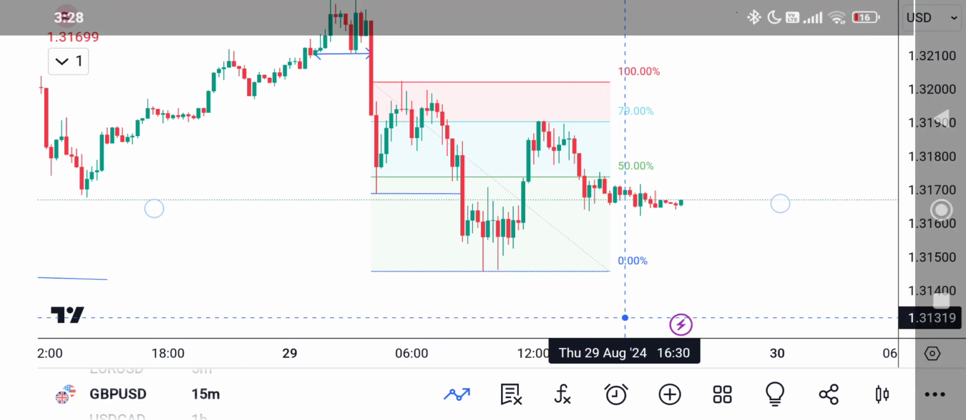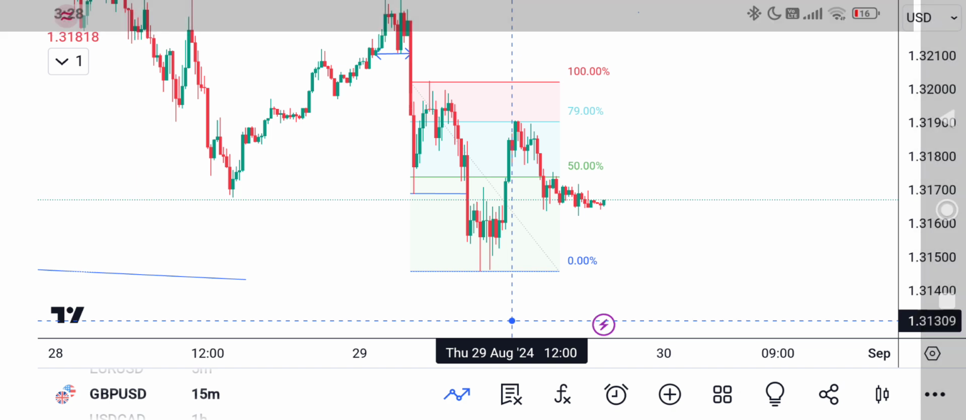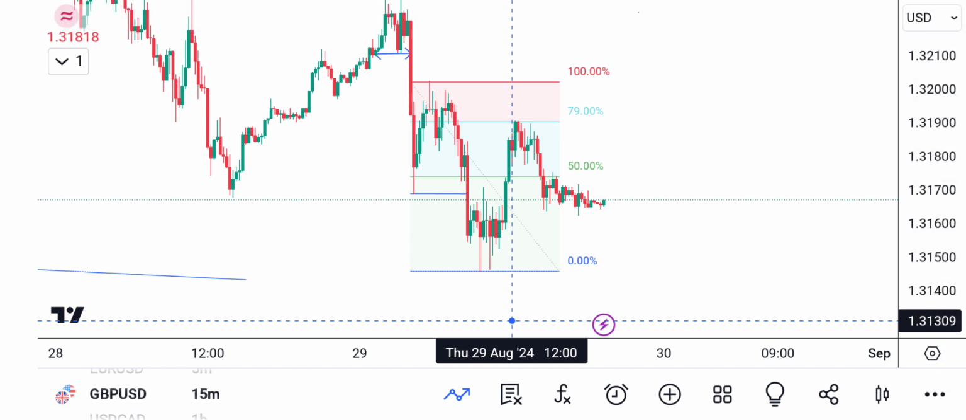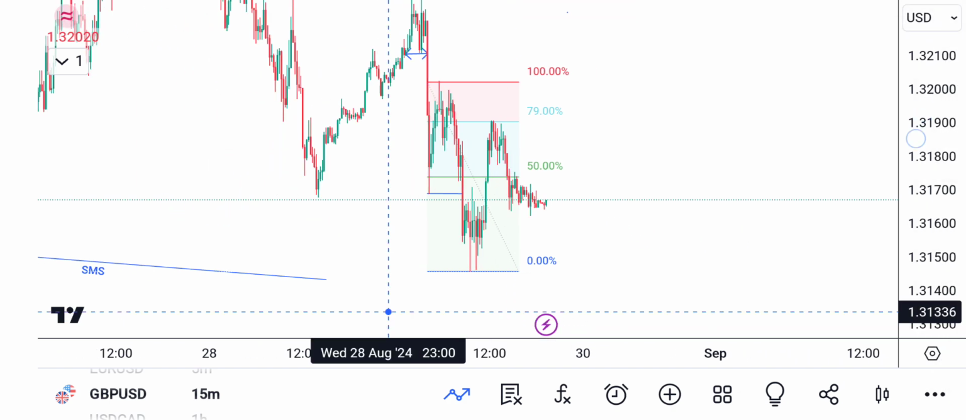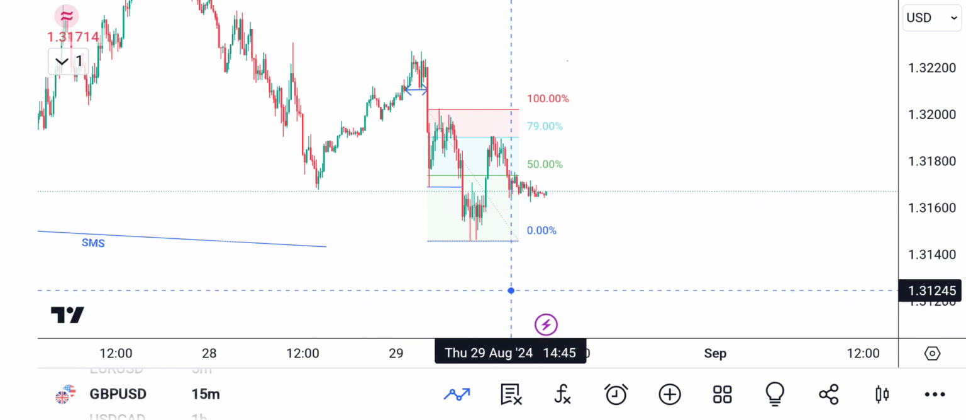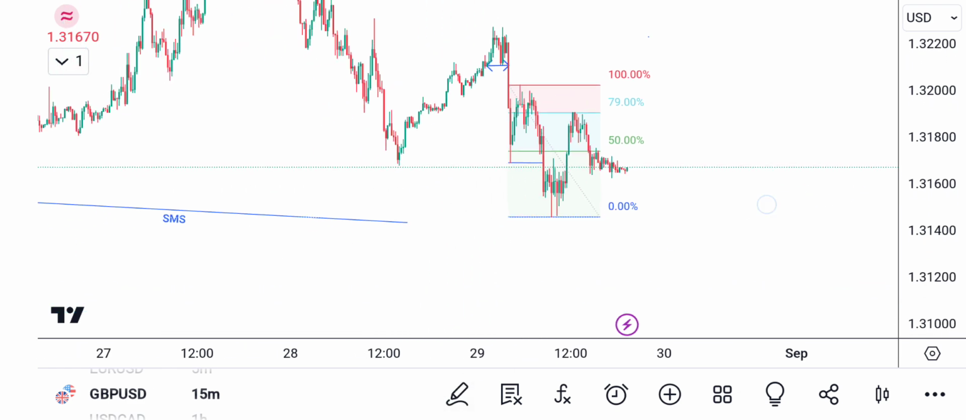So this video is already long, but I'm sure you have been able to understand the difference between a bearish shift in market structure and a bearish break of structure, a bullish shift in market structure and a bullish break of structure.